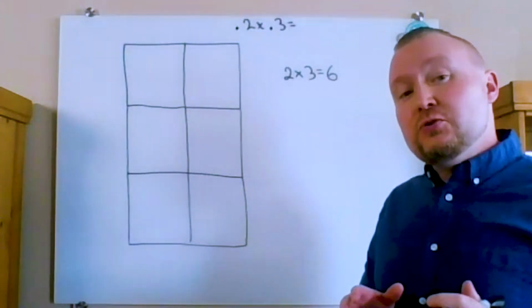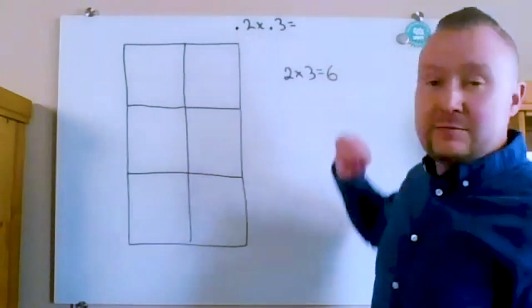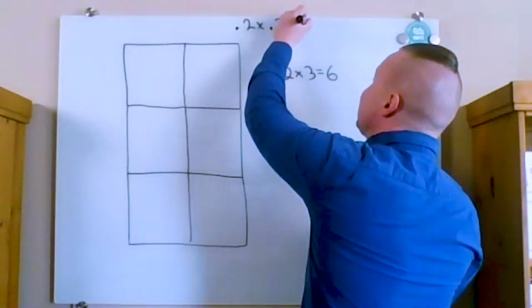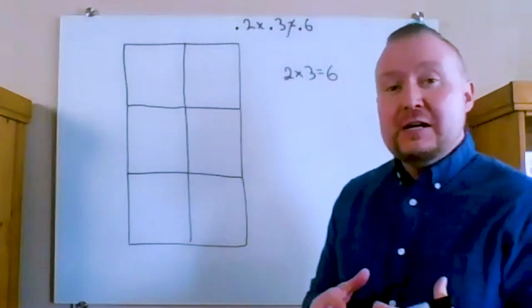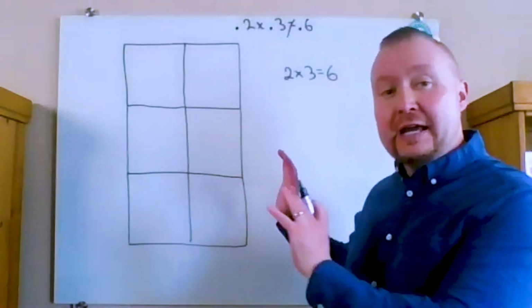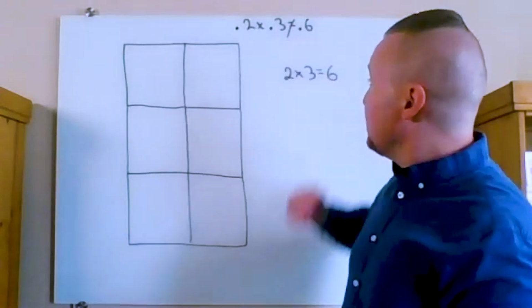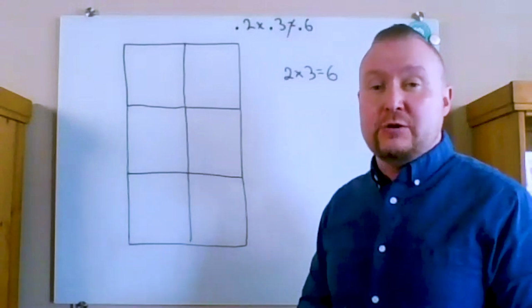If you've ever taught this, you know that a lot of students think 2/10 times 3/10, they want it to be 6/10, but it's actually 6/100. So we're going to talk about how to model and describe why a decimal multiplied by a decimal ends up being a product that sometimes is a little counterintuitive.